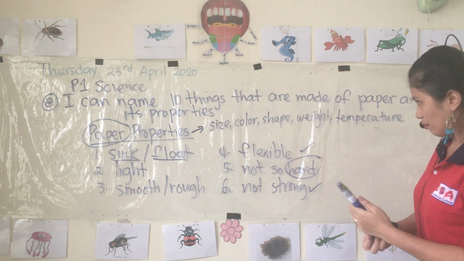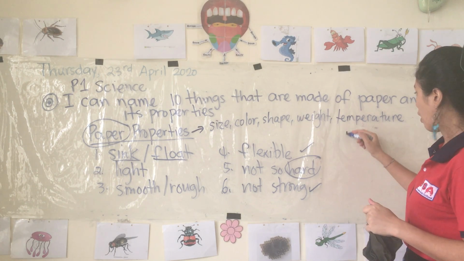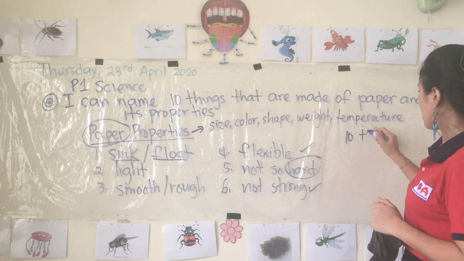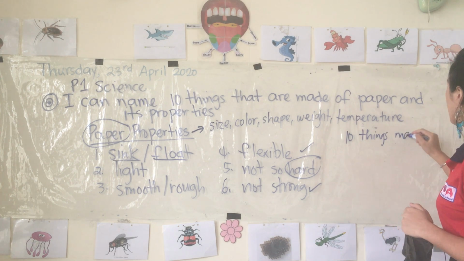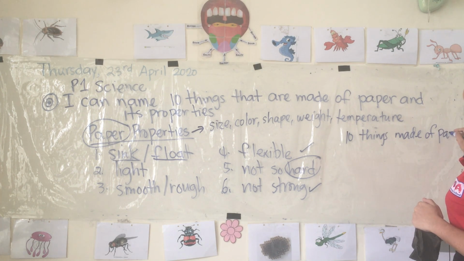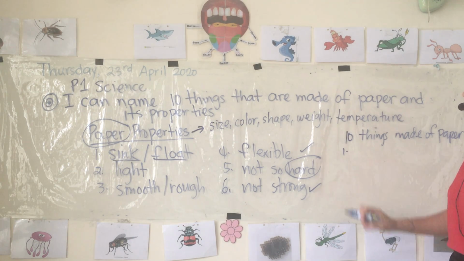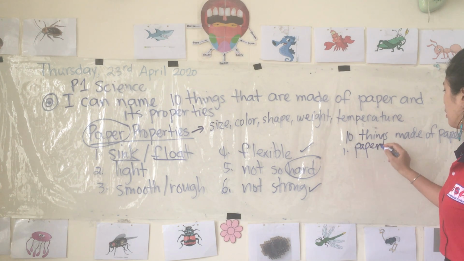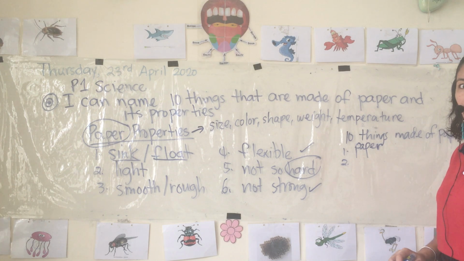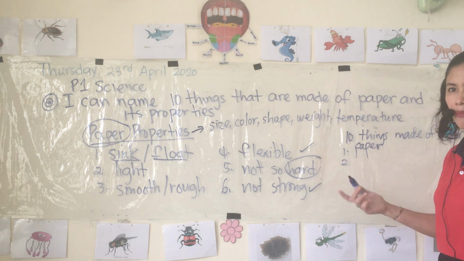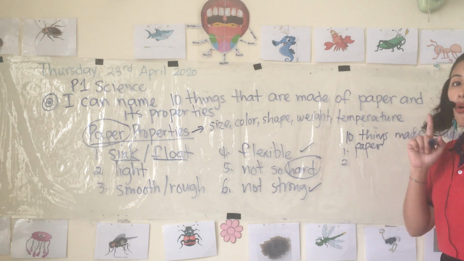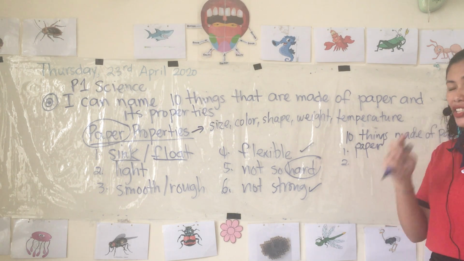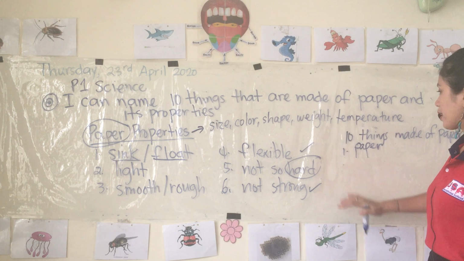All right, so for your assignment again, you're going to write 10 things made of paper. So choice number 1, you can just write down examples like paper, colored paper, bond paper, so you can just write that. Or you can make, this one is a challenge, when you write the sentence, it's more of a challenge because I want you to practice.